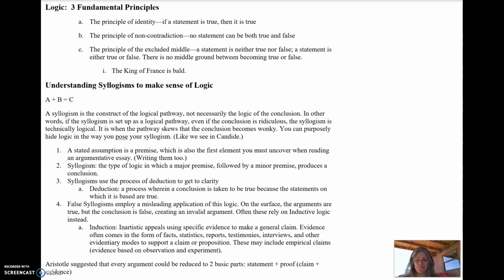Okay, so we talked recently about how Aristotle suggested that the best arguments employ relatively equally a nice combination of logos, ethos, and pathos. Aristotle also is kind of the father of logical argument, and so he also suggested that every argument could be reduced to two basic parts, which include a statement plus proof. So again, geometry, right? So you have your claim and you have your evidence. We have very little evidence to prove that life can be extended eternally.